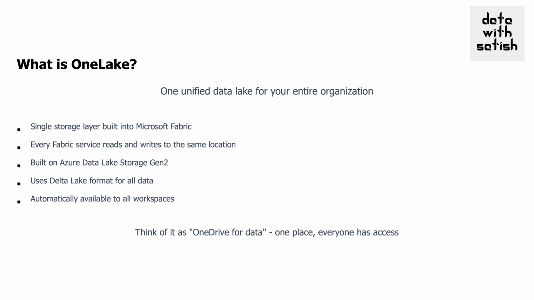Think of OneLake like OneDrive for data. Just like you don't create separate OneDrive accounts for Word, Excel, and PowerPoint, they all access the same files. OneLake gives every Fabric service access to the same data. One place everyone has access, no copying required.